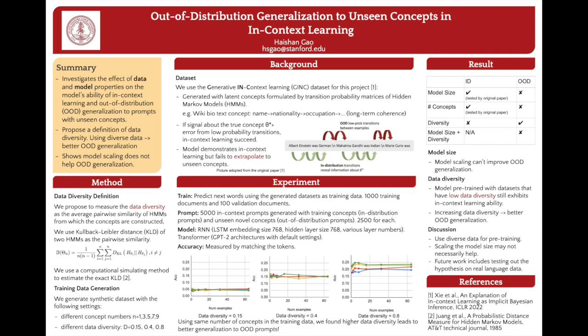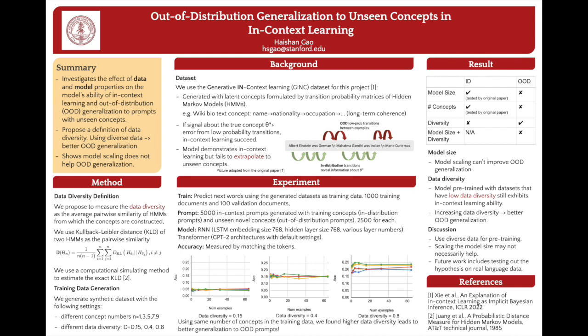Such ability is surprising because the distribution of the pre-training documents is usually not matching with the distribution of the prompts. Prior research studies have shown that the large model size and certain data distribution, such as burstiness, are essential for the occurrence of in-context learning. In this project, we investigate how some other data properties, such as diversity, affect the model's in-context learning ability and its ability to generalize to unseen concepts.